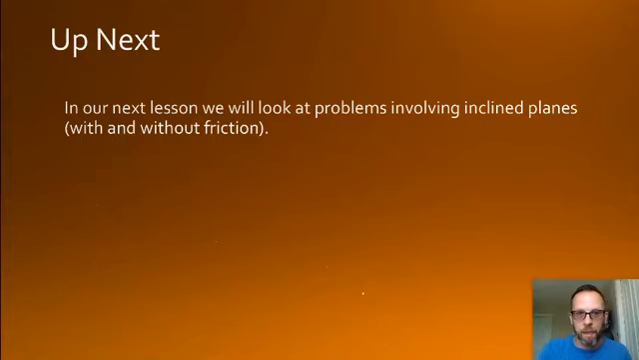What's next? In our next lesson, we're going to talk about inclined planes. So we're going to add just that one complication in there. We're going to look at planes with friction and without friction. And that's almost going to wrap up our discussion of motion and dynamics in 2D for now. That's what's down the pipe.